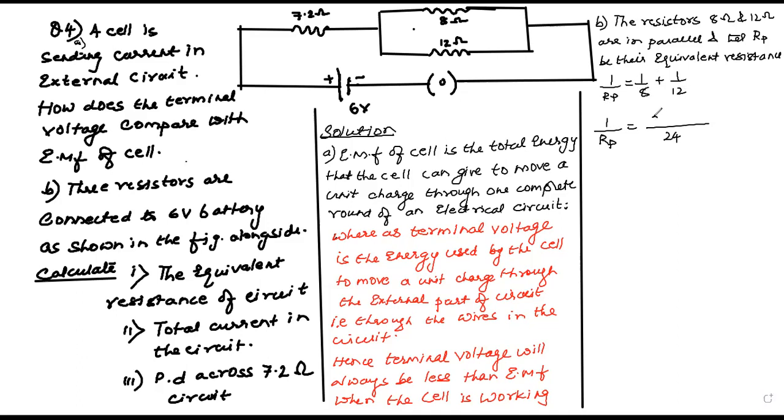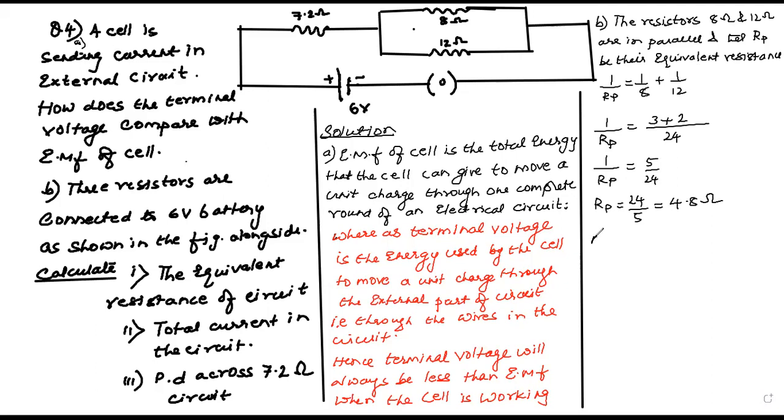1 into 3, 3 plus 12 has become 24. 12 कभी 24 बनेगा जब 12 को 2 से मल्टीप्लाई करूं. तो ऊपर 1 को 2 से मल्टीप्लाई. Are you getting me here? So 1 upon RP is equal to, children, how much is it? 5 upon 24. So what is RP equal to? RP equals 24 upon 5. That is nothing but 4.8 ohms.